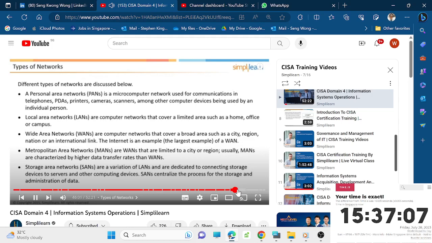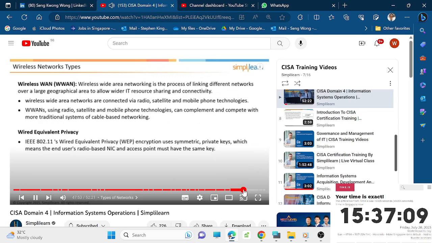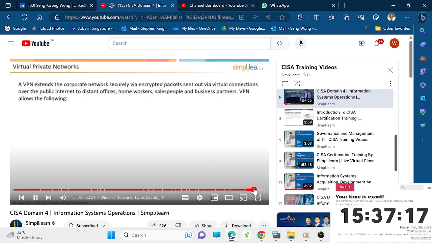In the next screen, we will look at wireless networks, where Wired Equivalent Privacy encryption uses symmetric private keys, which means the end user's radio-based network interface card.